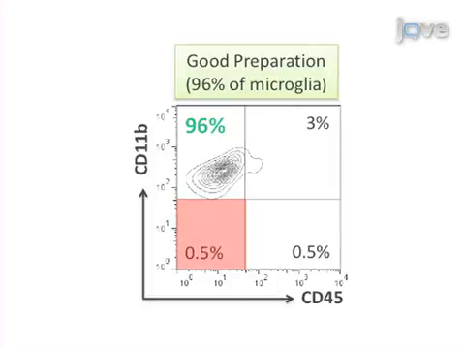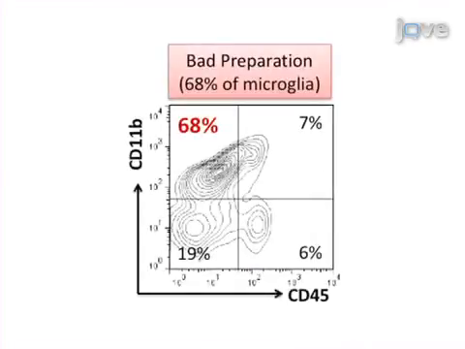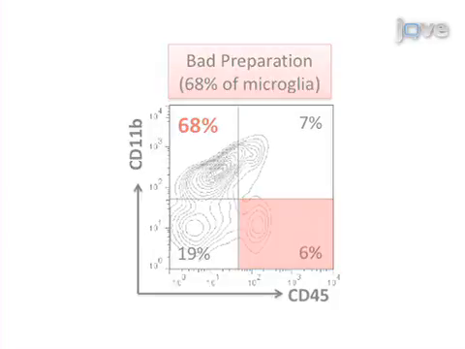Comparatively, in a bad preparation, there is a significant contamination of CD11b negative, CD45 negative cells or cell fragments, such as astroglia or myelin particles, making the cells unsuitable for RNA isolation and further analysis. In addition, CD11b negative, CD45 high cells also may be present, indicating contamination by blood lymphocytes due to insufficient perfusion.